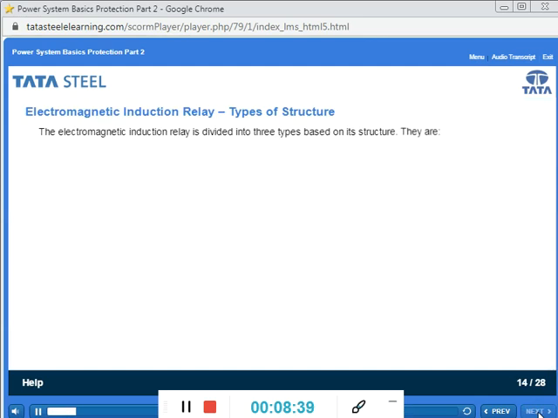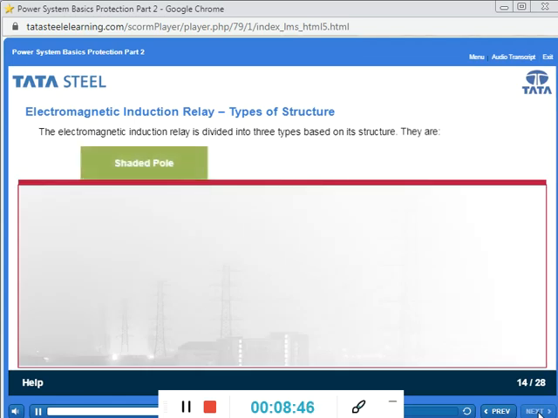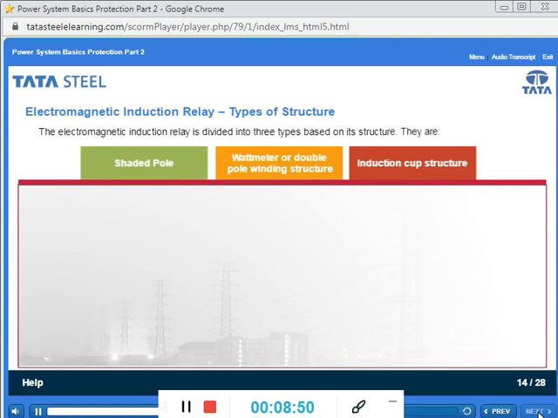The electromagnetic induction relay is divided into three types based on its structure. They are shaded pole, wattmeter or double pole winding structure, and induction cup structure. Click on each tab to learn more.